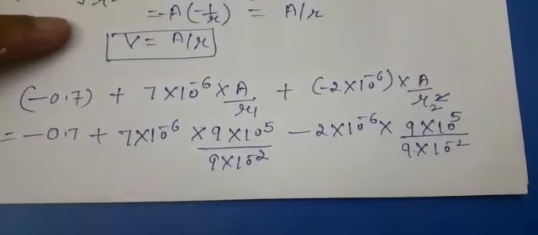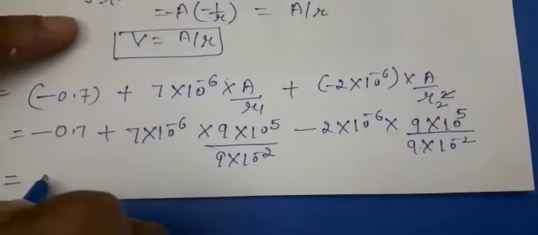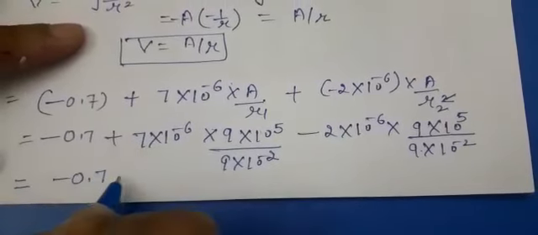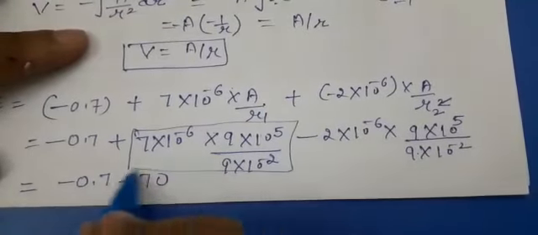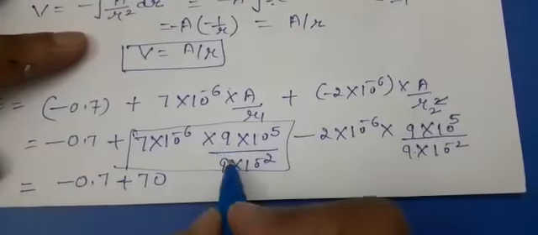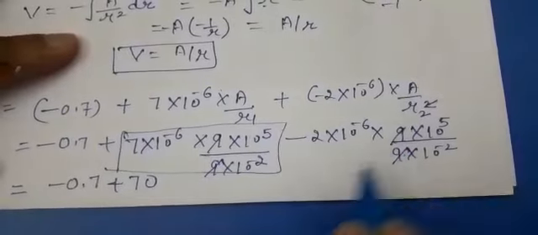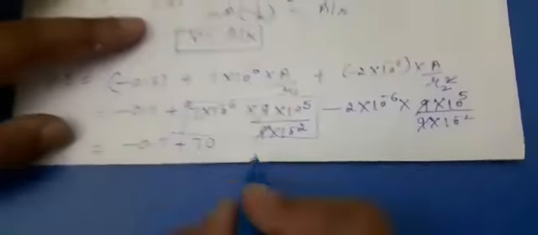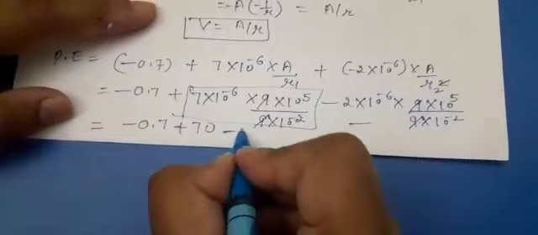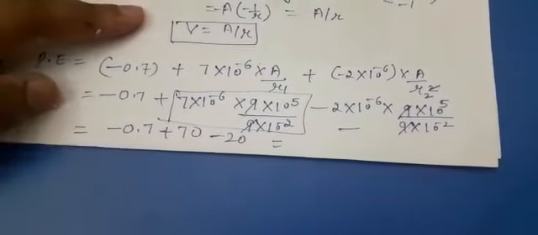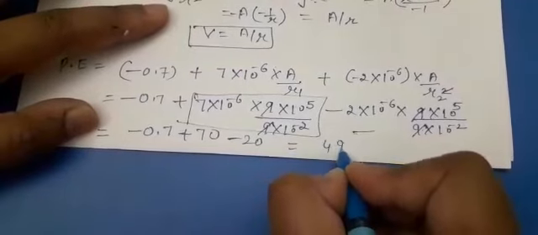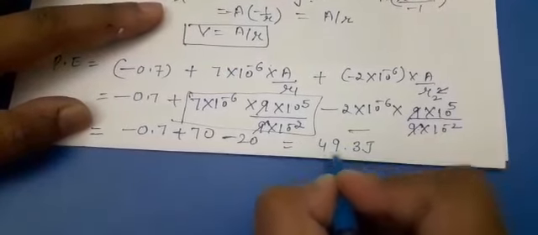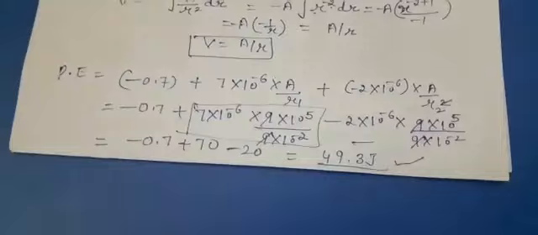Now all the values are here, and when you solve it, it will come out to be minus 0.7. This will be plus 70. When you solve all this, it will be plus 70. This will cancel out, this will cancel out. Now you have to rearrange the values, and the third term will come out to be minus 20. So here the answer will come out to be 49.3 joule. Check your answer.